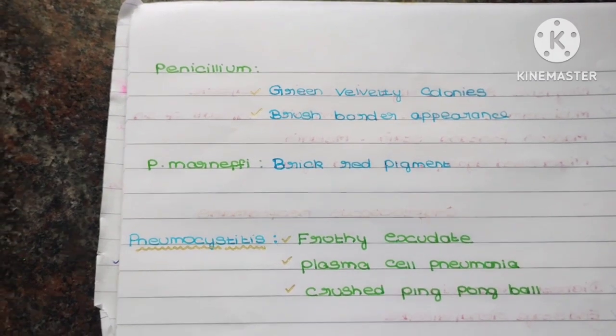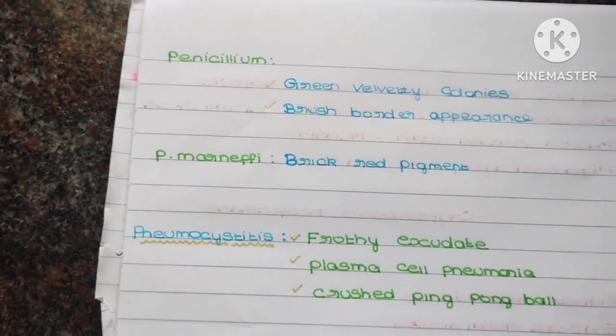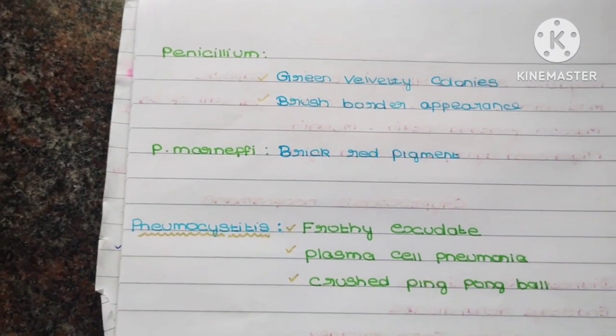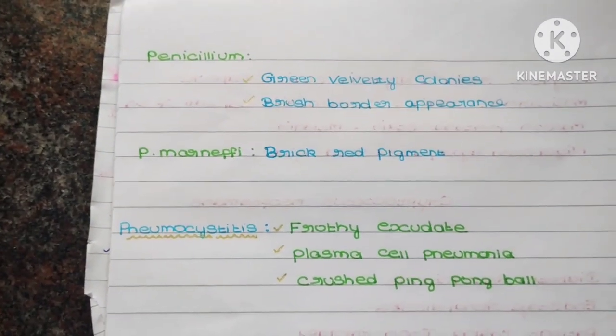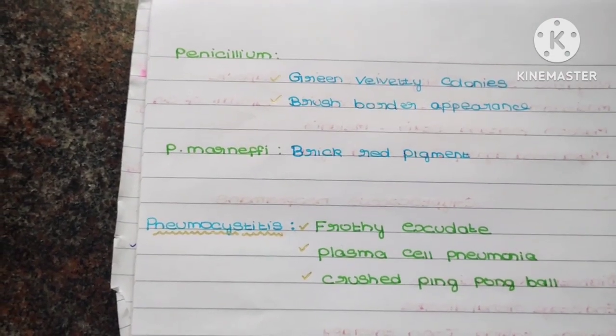So these are some of the clue points or the keywords. If you come across these points, it is a clear-cut indication of the particular fungus. You don't need to think of any other fungus. So these are some of the clinching points for the diagnosis.